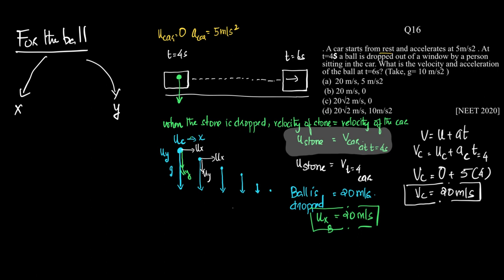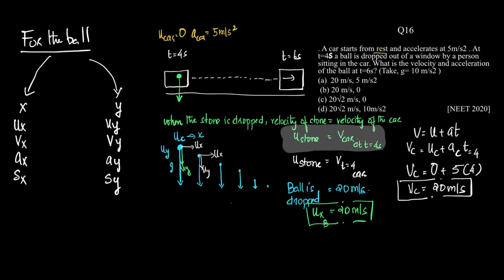So we'll write those first. So what are the different velocities? So we have initial velocity as ux, final velocity as vx, acceleration along the component as ax, and displacement as sx. Corresponding for the ball in the y component, we have initial velocity in the y direction uy, final velocity as vy, acceleration along the component is ay and displacement is sy.